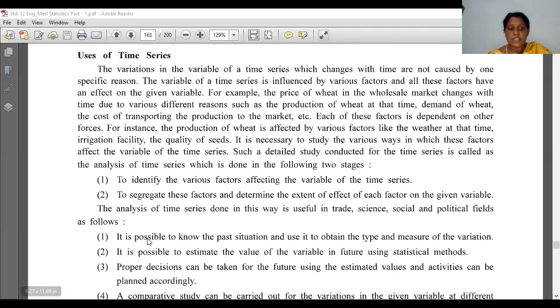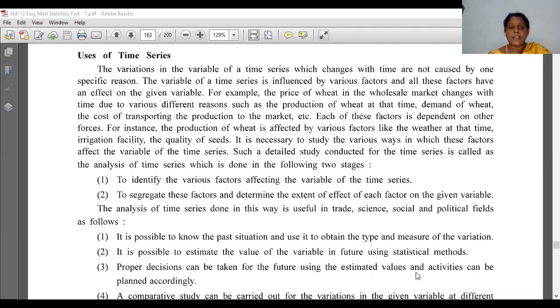Okay. So first, it is possible to know the past situation and use it to obtain the type and measure of the variation. It is possible to estimate the value of the variable in the future using statistical methods. We can collect the data and use it in the future by presenting it in a graph. Then proper decisions can be taken for the future using the estimated values.